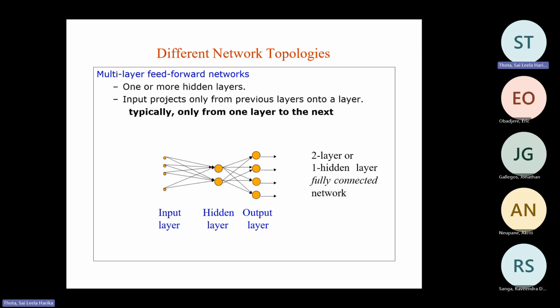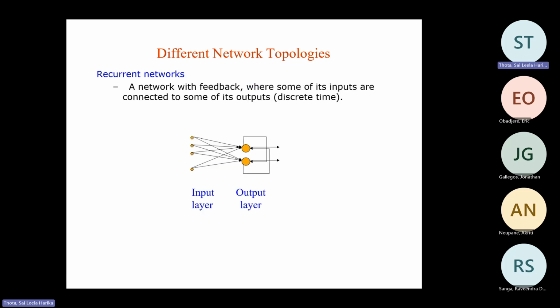Just have input and output. But if you consider this, just the hidden layer is included, like input, hidden layer, and output. So this is the multi-layer feed forward network. And this is RNN, recurrent neural networks.